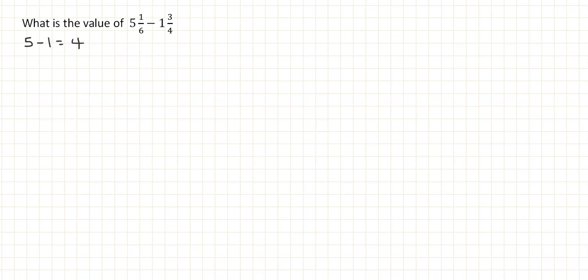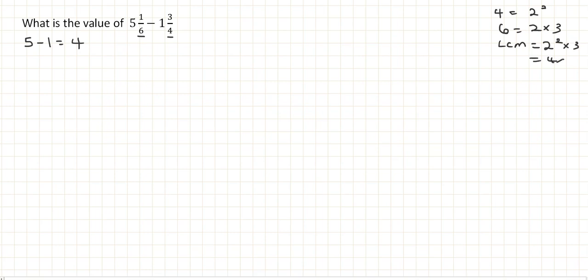Now we have a problem here because we have 6 and 4. We need to have a common denominator. So let's go ahead and get the LCM. So we have 4 is 2 squared. 6 is 2 times 3. So the LCM is going to be 2 squared multiplied by 3, which is 4 times 3, which is equal to 12. Now, the next step here is to go ahead and rewrite each of these fractions, the fractional part, as a new fraction with a denominator of 12.